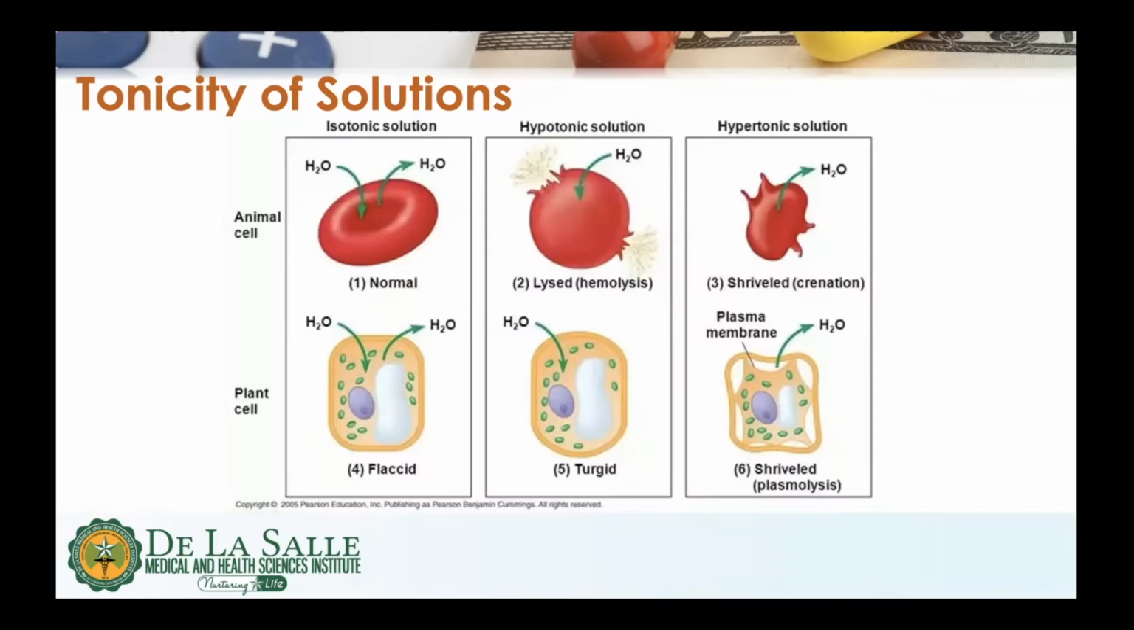Now, when cells are placed in hypertonic solution, there is a net outward flow of water, resulting in crenation or shriveling of the plant cells, as well as animal cells. Because of the absence of the cell wall in animal cells, the shriveling would often result in the bursting of the cell, hence leaking of the cellular components outwards of the cell. In plant cells, the shriveling of the cell would simply result in plasmolysis, where the plasma membrane detaches itself from the cell wall.